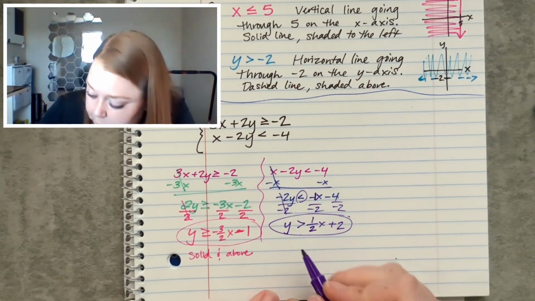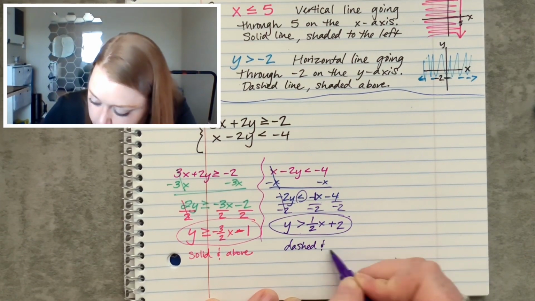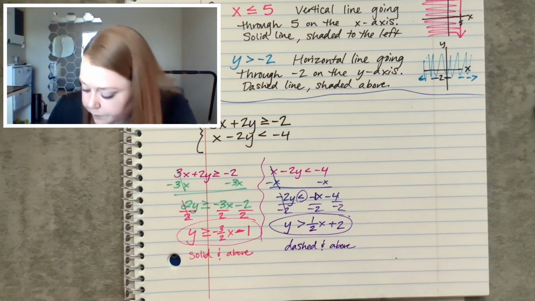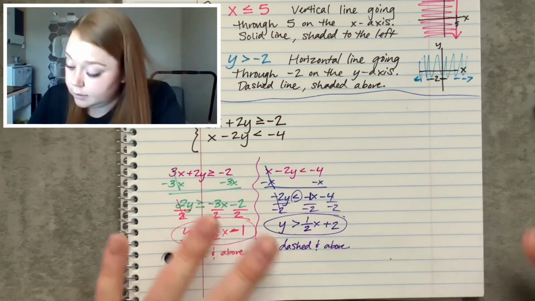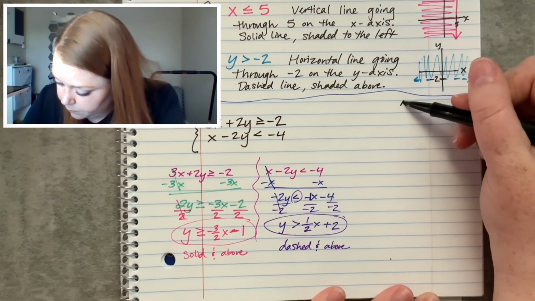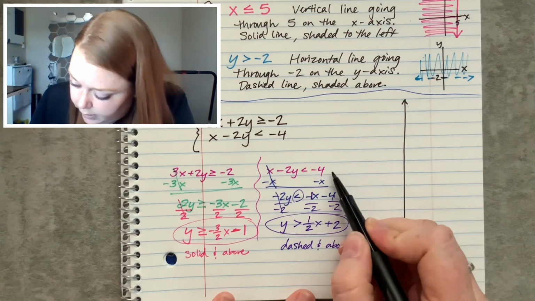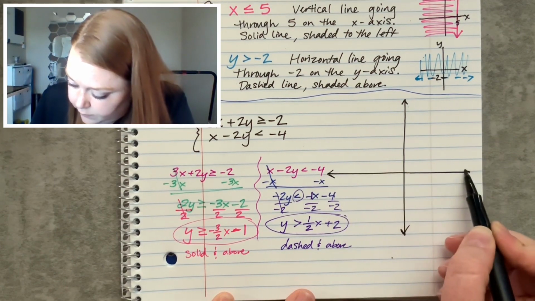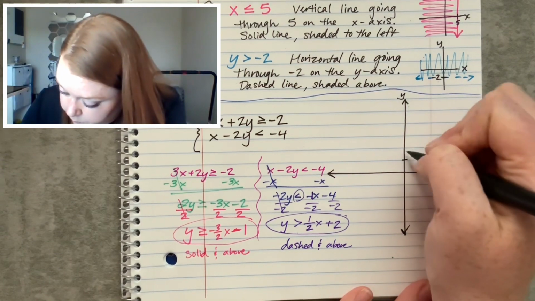Okay, and that would be a dashed line, and it would be shaded above. Okay, now let's go ahead and graph that. Once again, this is where I would just recommend pausing the video and graphing it on your own and then checking it when you're ready.